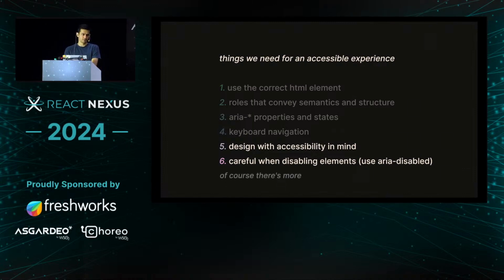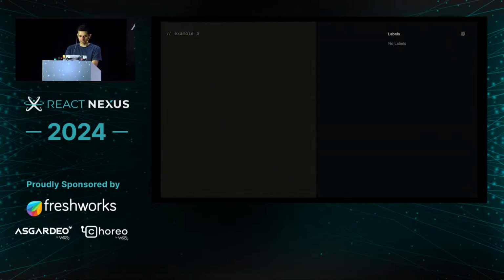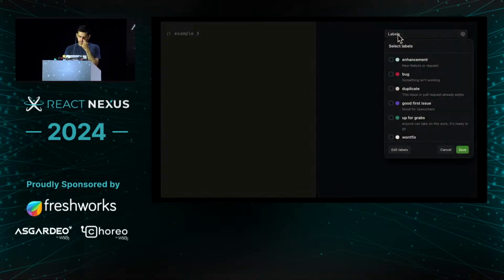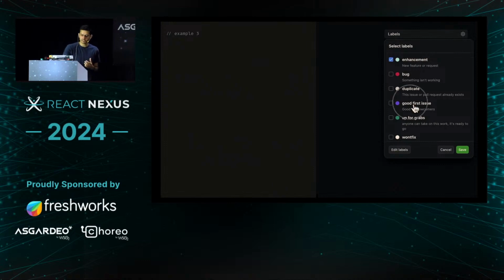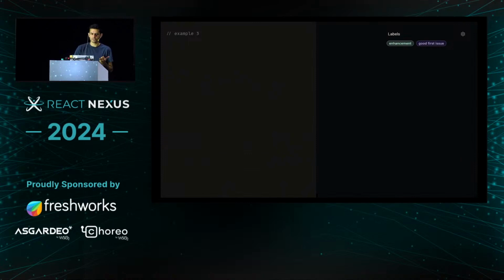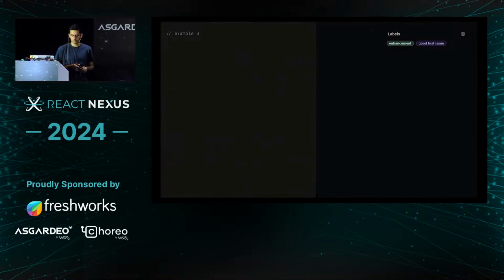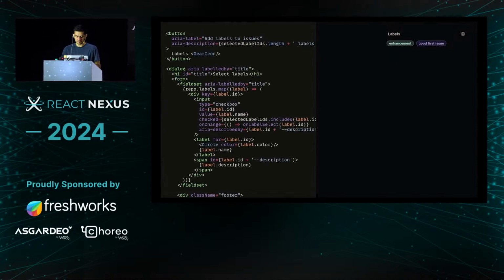All right, of course there's more. I'm going to be a bit quick about this one. This is the example I have, where I have this label selector, and it's kind of nice. You can select as many labels as you want. I select two, and then I hit save, and it also shows what was selected. It's a pretty common UI, and I think it's pretty good. But what does the screen reader say here? Cool, let's see. And the code is similar to the previous demo. It's a form with a bunch of checkboxes.